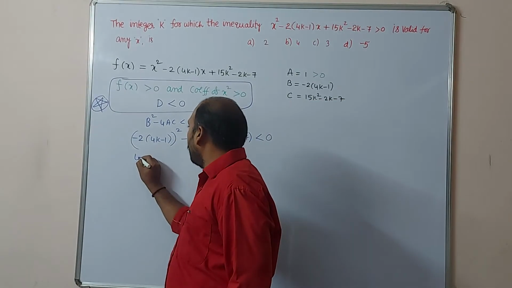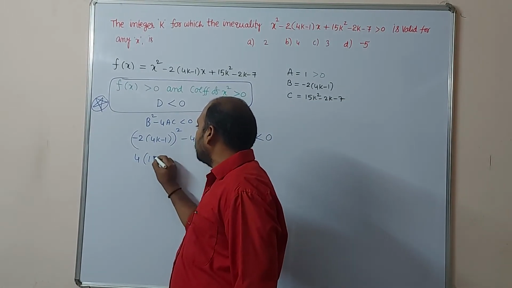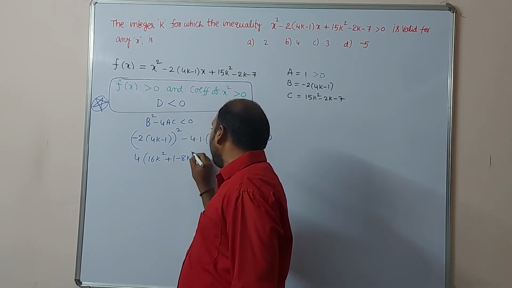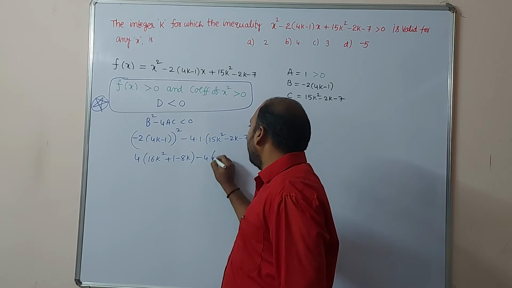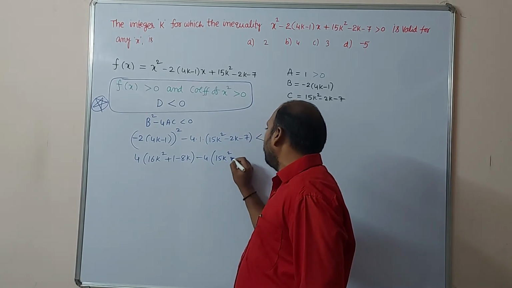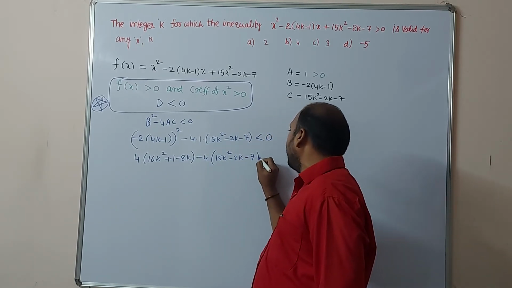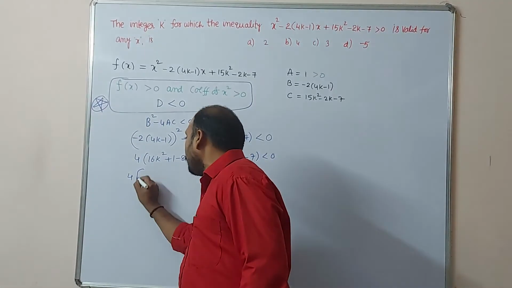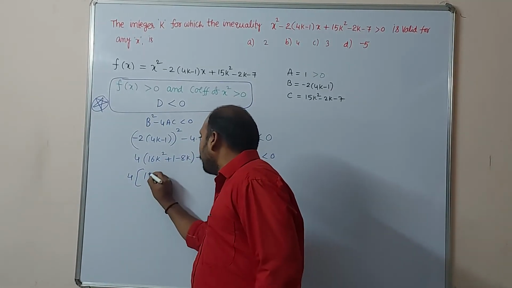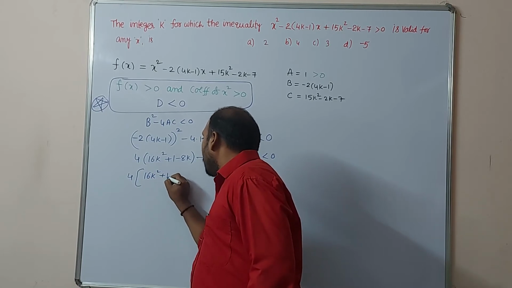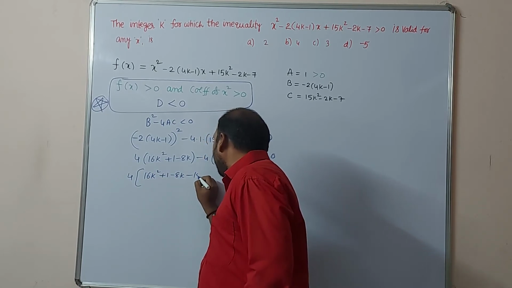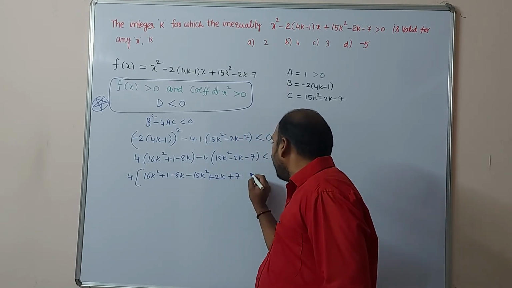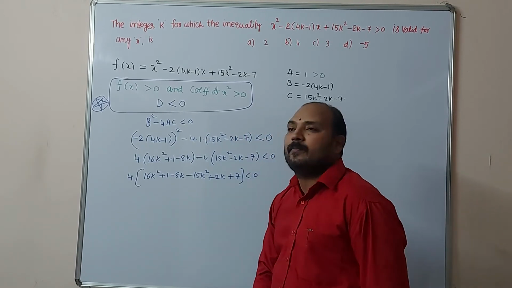Minus 2 whole square is 4 into 4k minus 1, 16k square plus 1 minus 8k minus 4 into 15k square minus 2k minus 7 is less than 0. Take common 4, 16k square plus 1 minus 8k minus 15k square plus 2k plus 7 is less than 0.